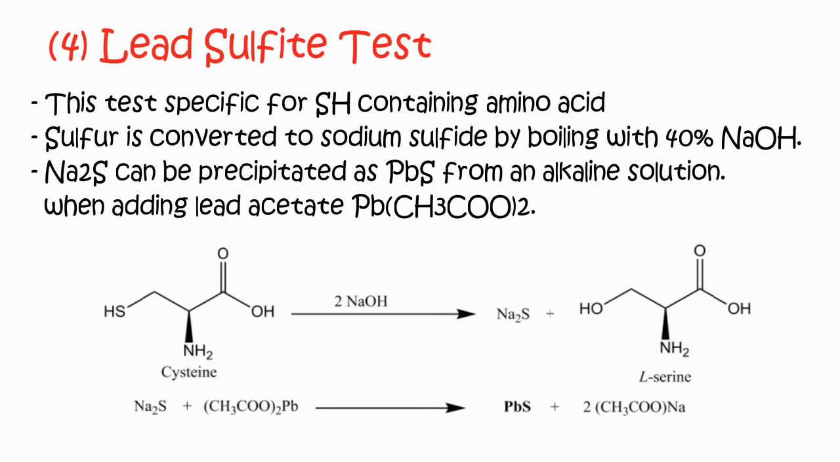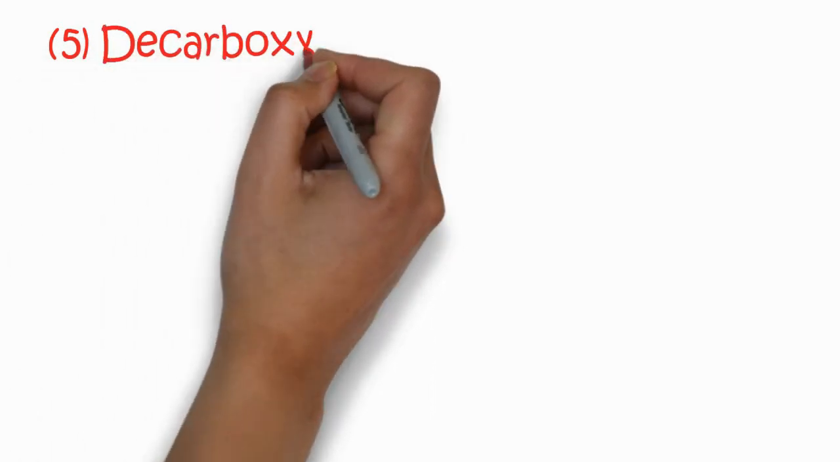So cysteine in the presence of sodium hydroxide react in forming sodium sulfide, and then serine, and this sodium sulfide then when reacted with lead acetate it forms lead sulfide, which is the indicator for the sulfide reaction.